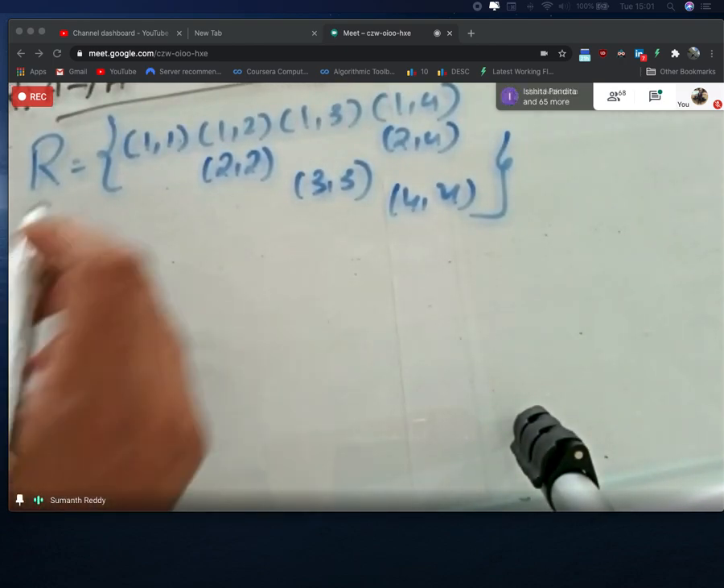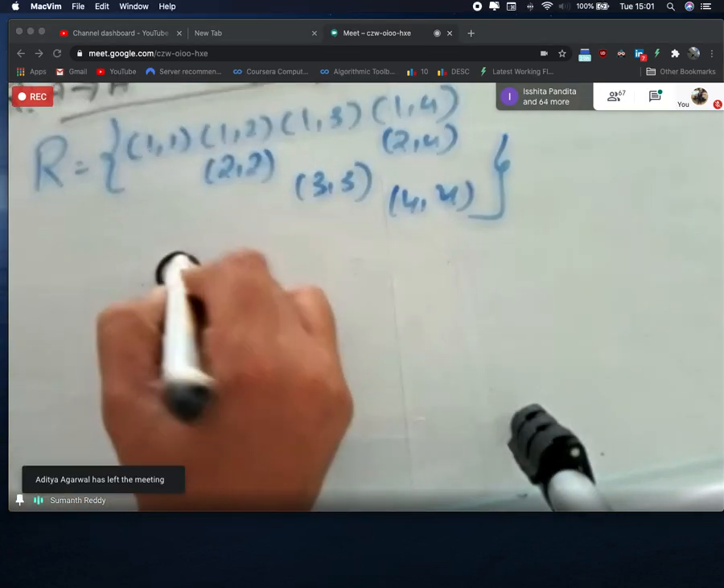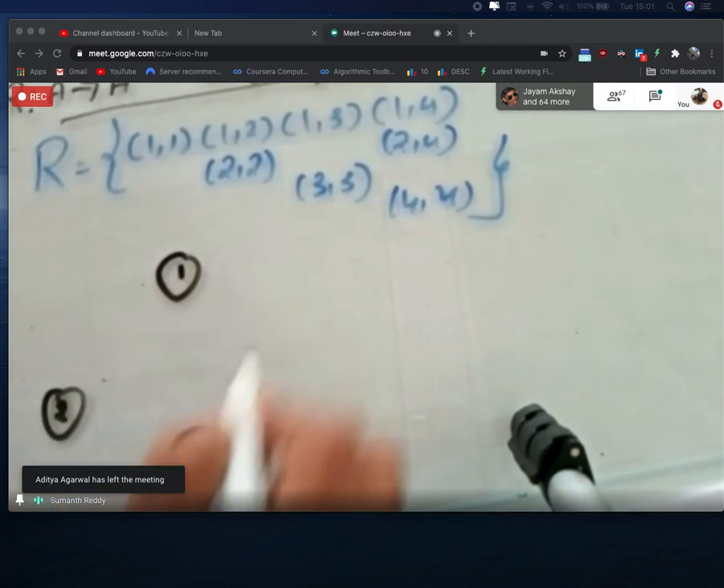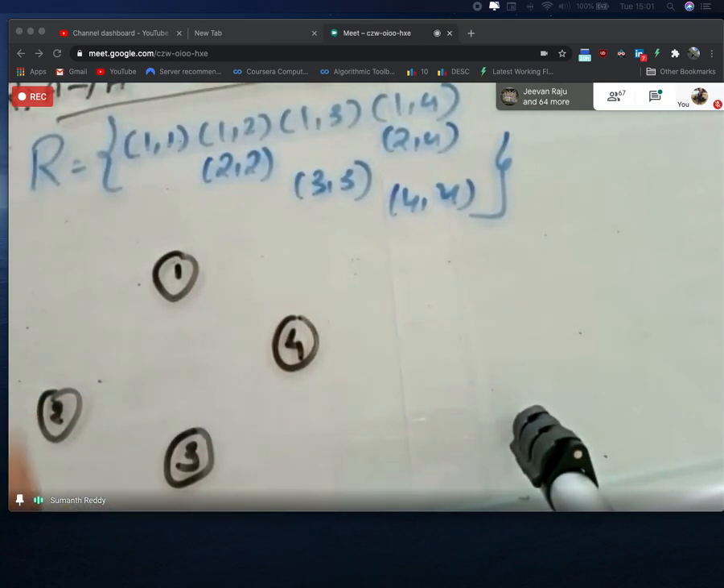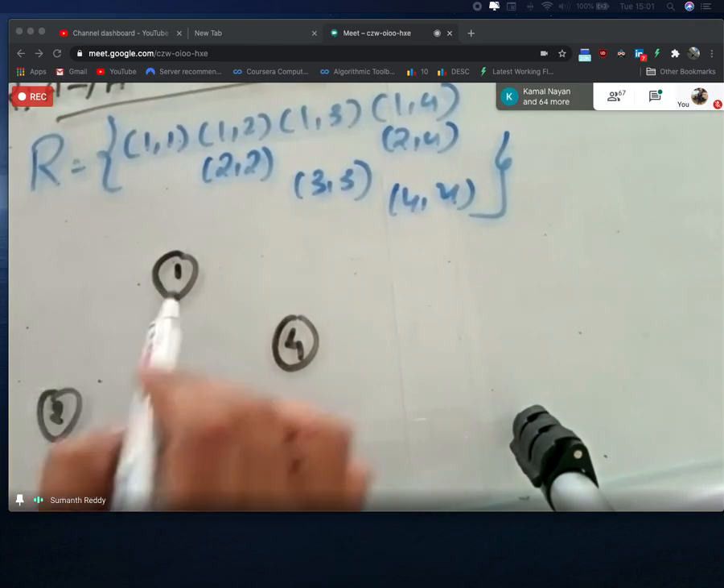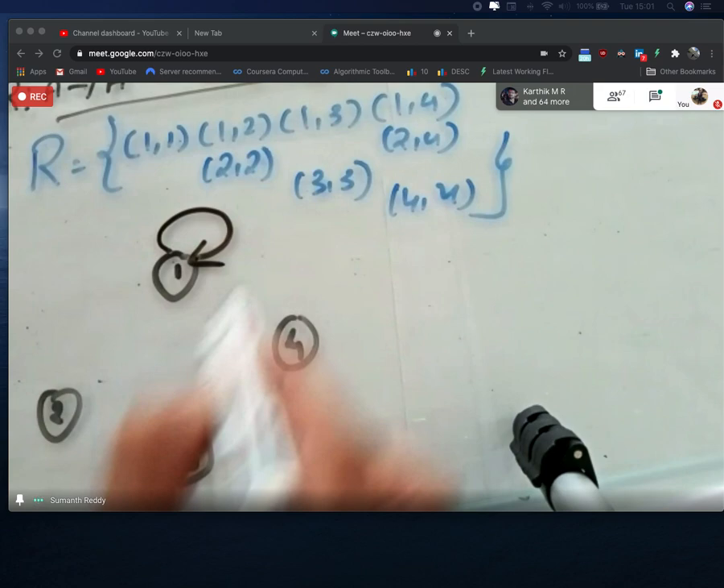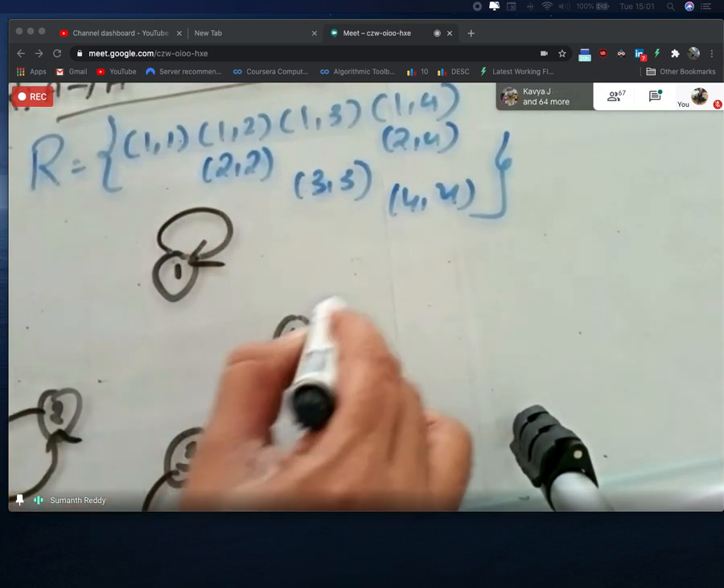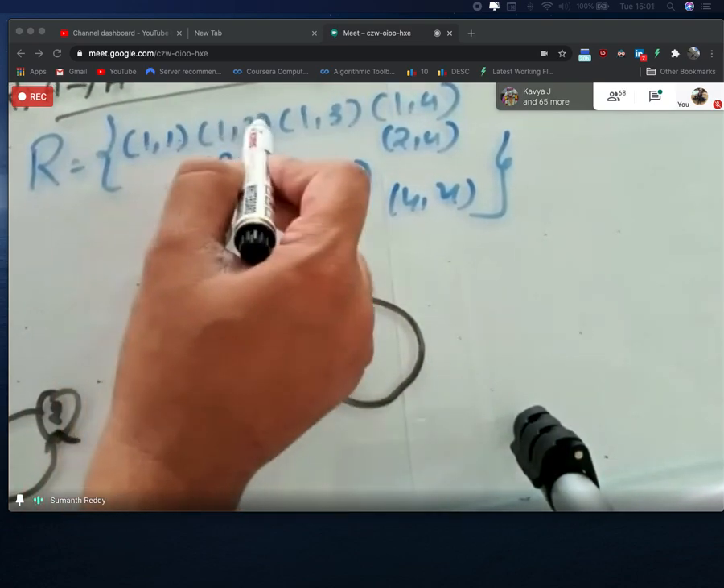Since this relation is defined on this set A, which contains elements 1, 2, 3, 4, let me write all the elements here. You know that, right? This digraph is a pictorial representation of a relation where each and every node will represent the elements of a set. By looking at these ordered pairs, since every element is related to itself, I can write 1, 1, 3, 3, 2, 2, and 4, 4. And also 1 is related to 2, 3, 4.